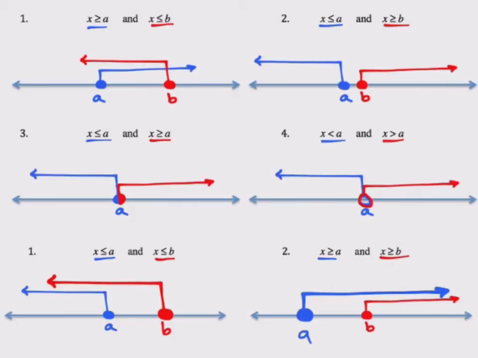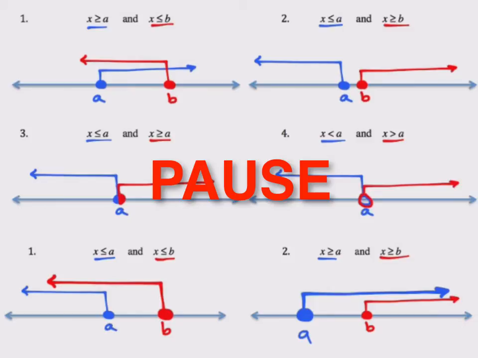Recall, in order to be a solution to an AND compound inequality, you must be a solution to all of the individual inequalities. And what I'd like you to do is pause the video now and write in and draw in what you think the solution sets are going to be for all 6. And when you're done, please play the video and we'll see how it went.